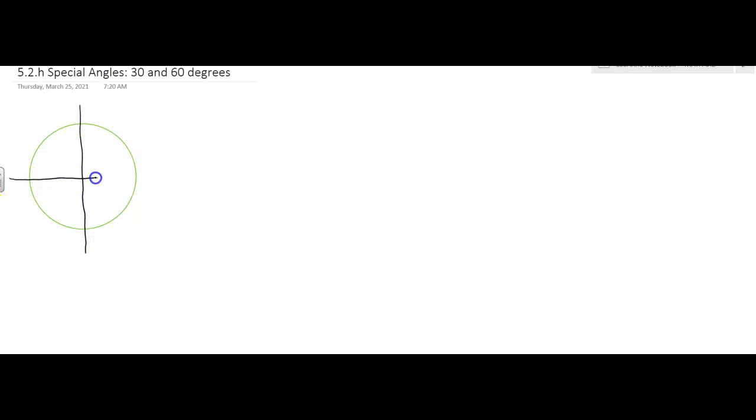All right, so I'm just putting the axes on there. So now we're going to do special angles for 30 degrees and 60 degrees. We're going to start with a 30 degree. So here's a point, and then this is a 30 degree angle. 30 degrees, okay? Now the radius is 1 because it's on the unit circle.